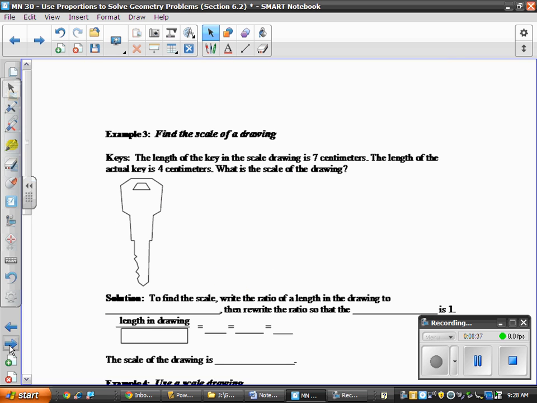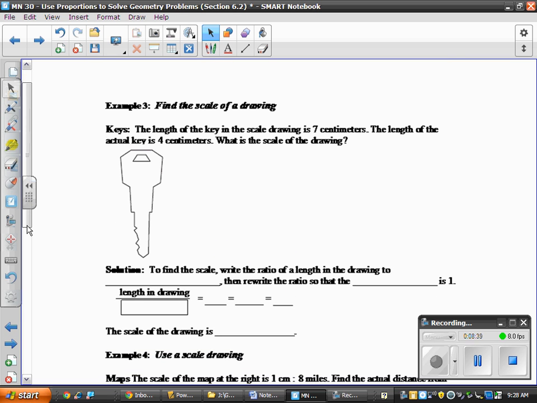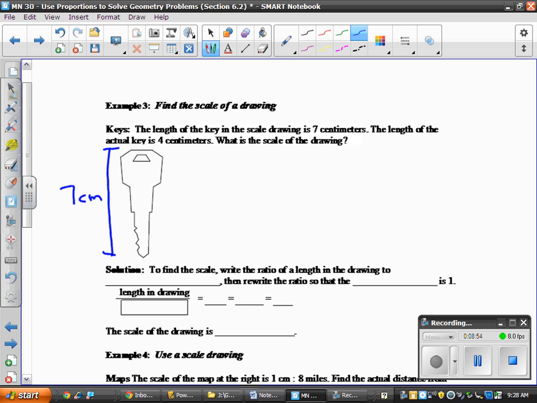We're going to go over here to example number 3, which is dealing with scale figures. It says the length of the key in the scale drawing is 7 centimeters. So from here in this drawing, from here to here, is 7 centimeters. The length of the actual key, so the actual key, is 4 centimeters. What is the scale of the drawing?